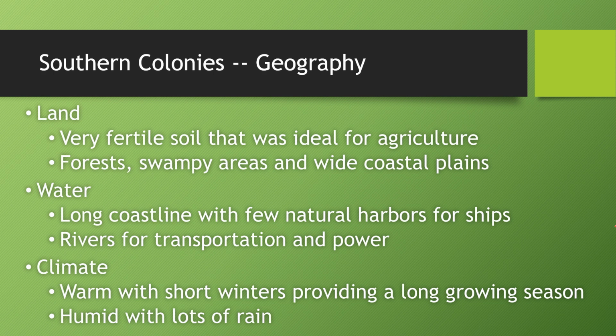The main water features included a very long coastline, but the coastline itself had few natural harbors for ships, and what you're going to see is very few coastal ports are going to open up in this area. The main ones end up being Baltimore, Williamsburg, and Jamestown, Savannah, Georgia, and also Charleston, South Carolina.